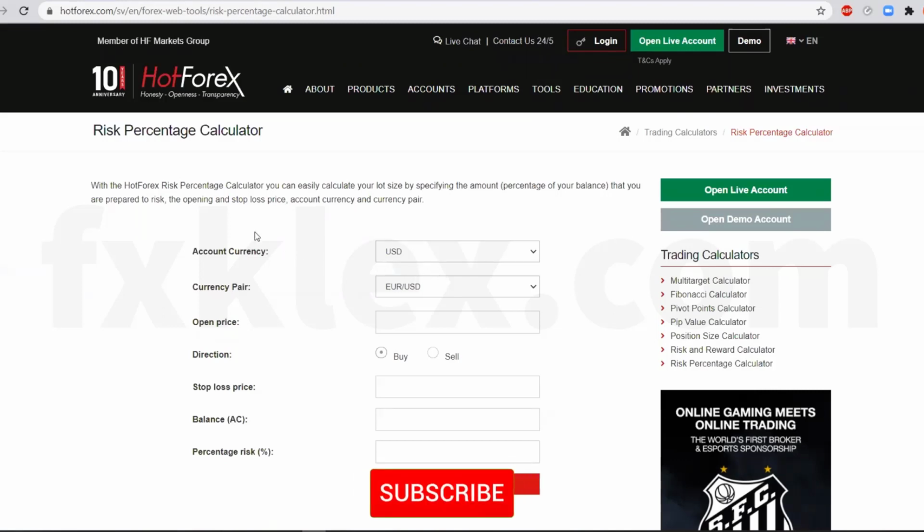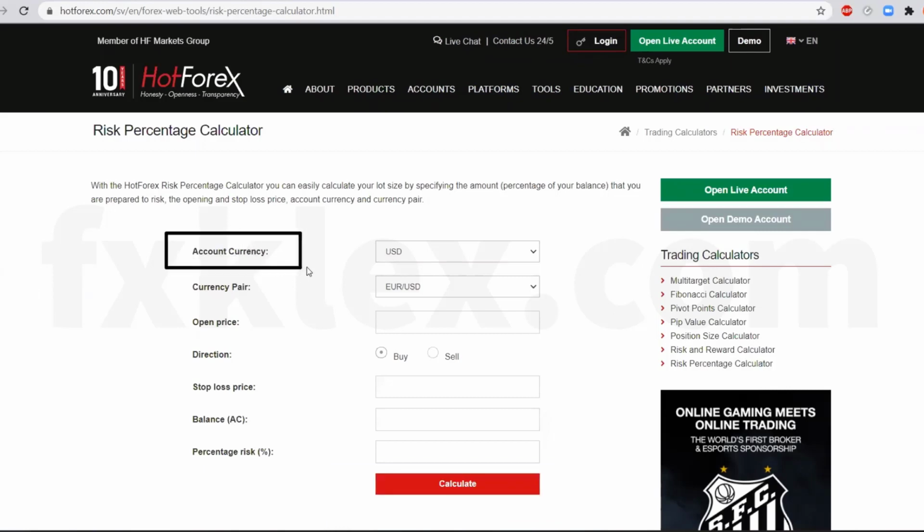So on this tool board, the first box we have states account currency. It means the base currency in which your account is funded. Maybe you have a dollar account, maybe a euro account, maybe a British pound sterling account, or maybe you have your account in your local currency. So you need to select the type of account you are running.